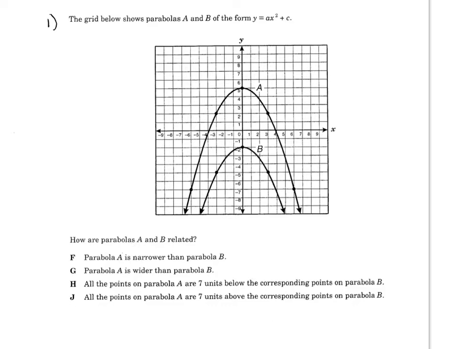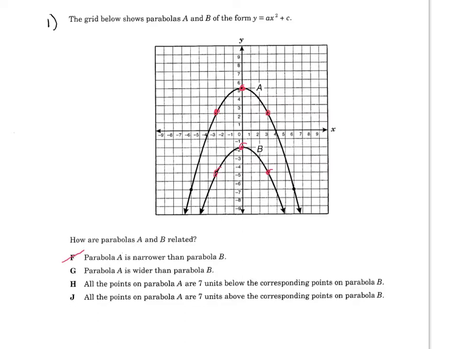So you can see from the graph that these are both parabolas, and they are quadratic functions. So it says, how are parabolas A and B related? So we're just going to go through these answer choices and see which one makes the most sense. It says parabola A is narrower than parabola B. Well, if you look at the 3 points that are given, parabola A has these 3 points, and parabola B has these 3 points. You can see that the points are not any narrower on parabola A. So F would not be our answer.